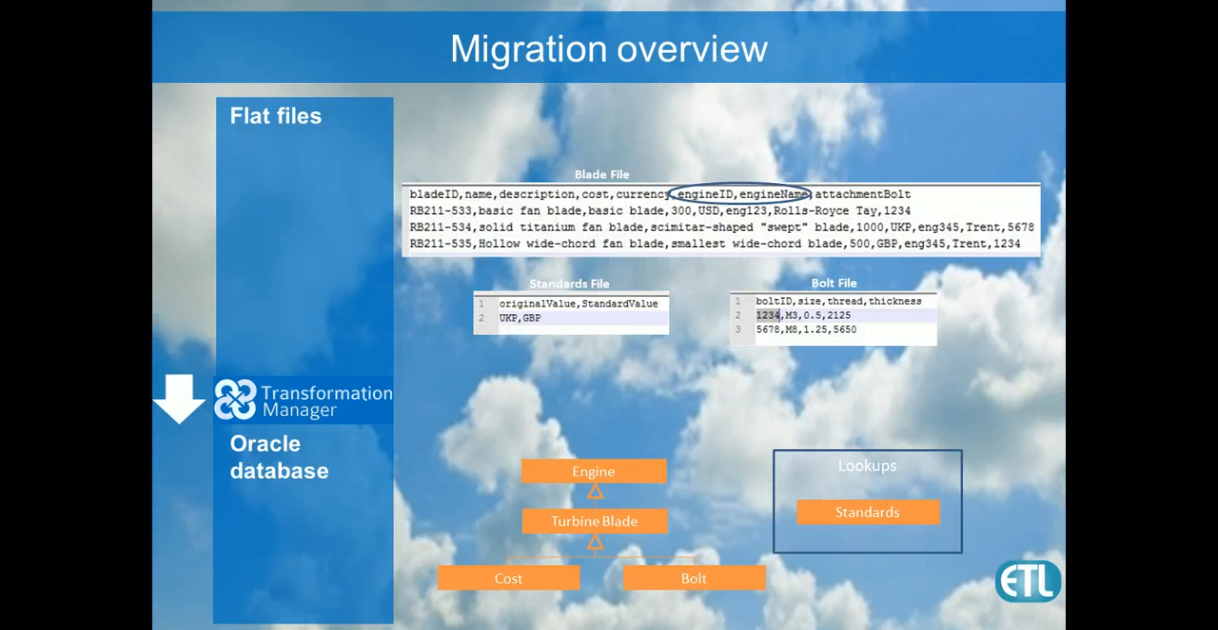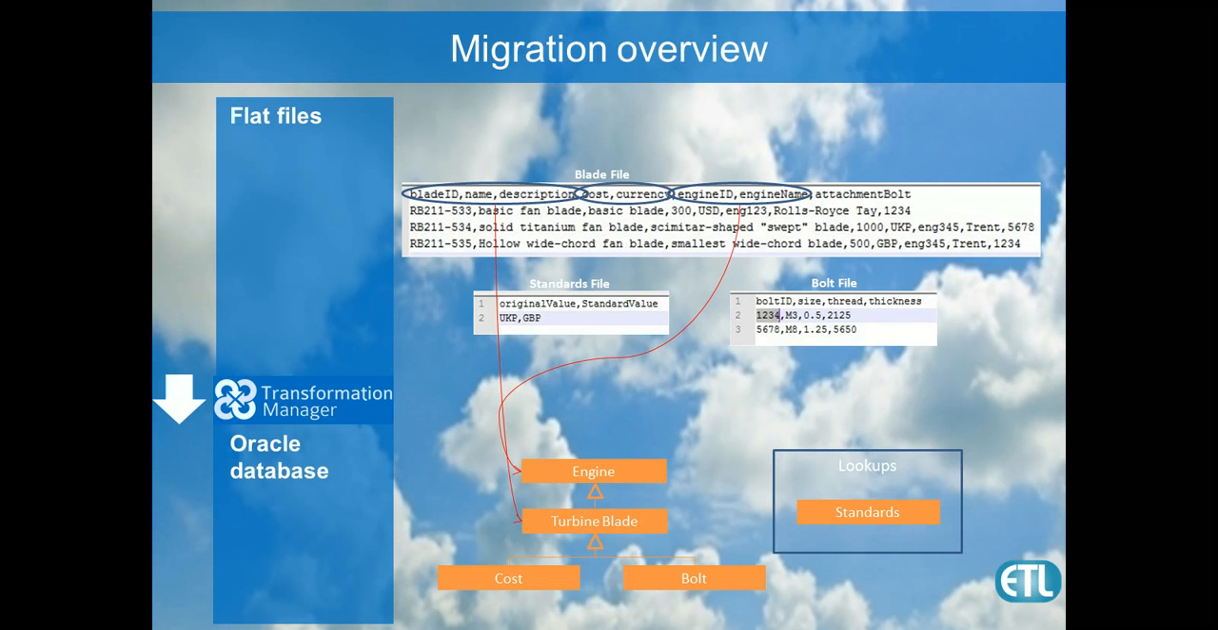So firstly, what we need to do is move the information from the blade file regarding the engine, and we're going to move that into the engine table in the Oracle database. Now we also have a lot more information in that blade file, so we want to take the blade information, blade ID, name and description, and we're going to migrate that into the turbine blade table within the Oracle database.